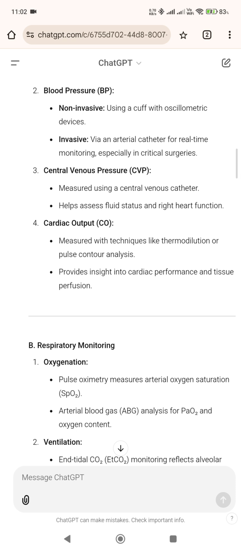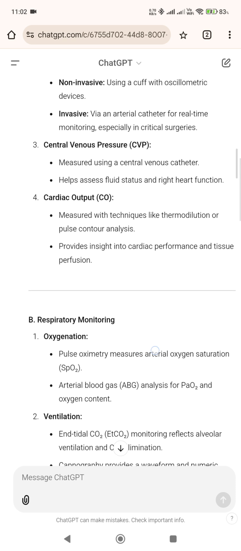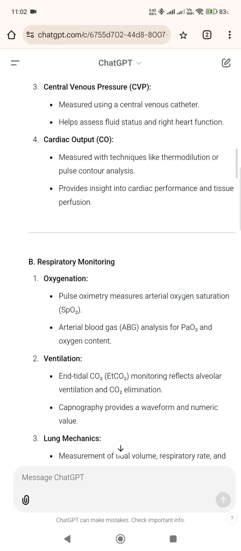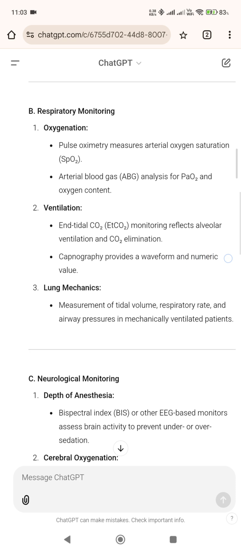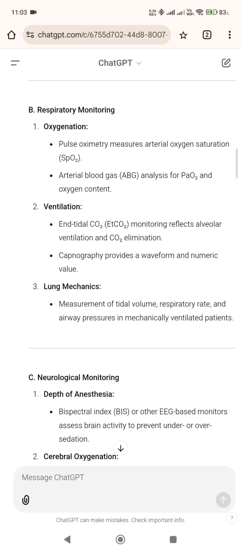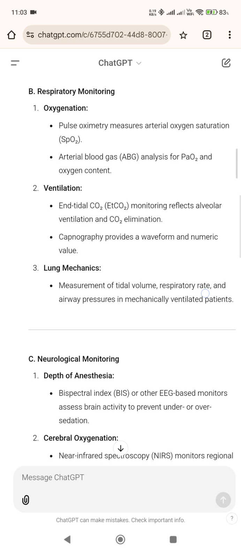3. Central venous pressure, CVP, measured using a central venous catheter, helps assess fluid status and right heart function. 4. Cardiac output, CO, measured with techniques like thermodilution or pulse contour analysis, provides insight into cardiac performance and tissue perfusion. B. Respiratory monitoring. 1. Oxygenation. Pulse oximetry measures arterial oxygen saturation, SpO2. Arterial blood gas, ABG, analysis for PaO2 and oxygen content.